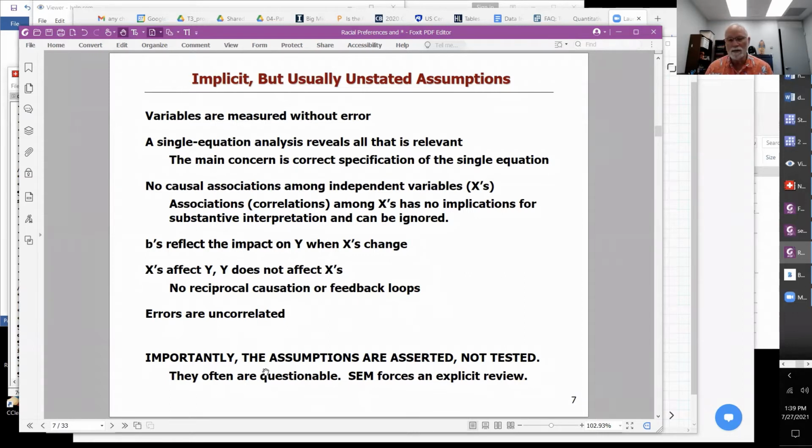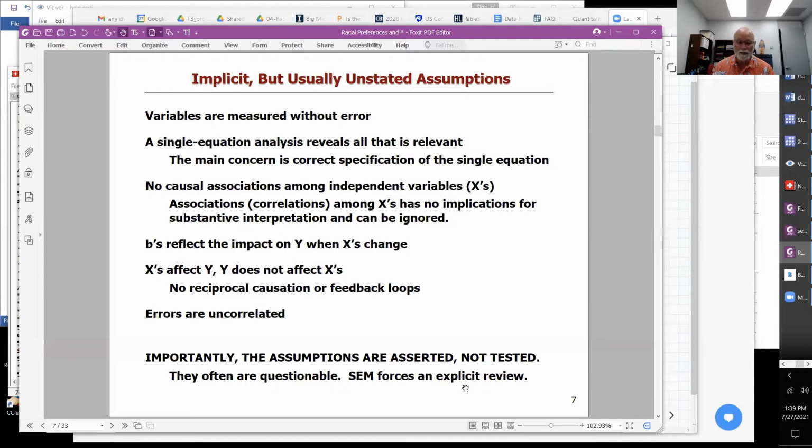Okay, the last thing on this page is that when we run single equation models and we do not state these assumptions, we are nevertheless implicitly asserting them, depending on how we interpret the results. If we interpret them in the usual way, the textbook way, a 1 unit change in X produces a unit change in Y that is estimated by the coefficient B. That interpretation cannot be made without asserting all of these unstated assumptions. And they're not tested, they're asserted. Testing them is hard.